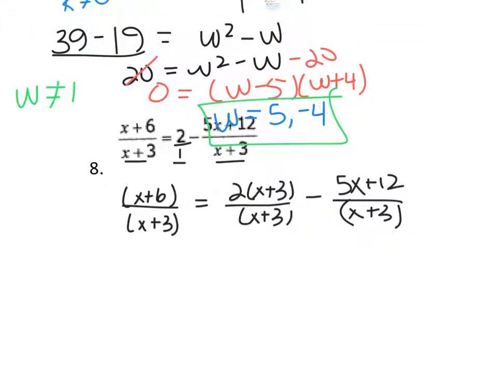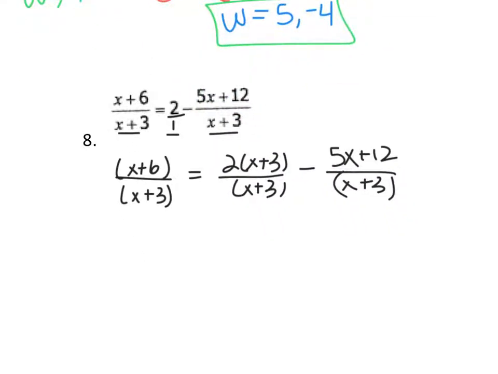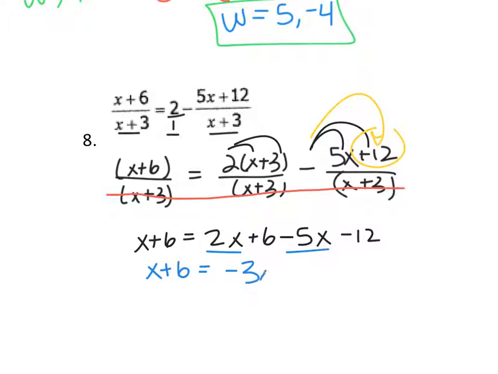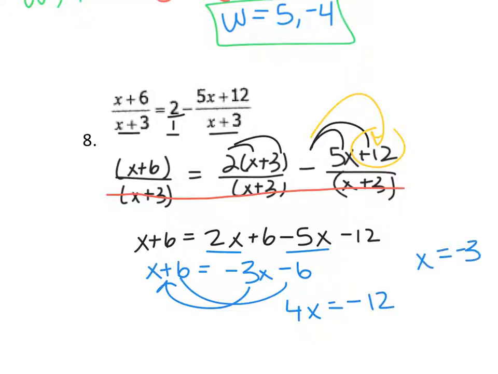So I can cancel out my denominator and just look at my numerator. So I have x plus 6 equals 2x plus 6 minus 5x minus 12. A common mistake is for people to miss this 12 being a negative. So I'm going to get x plus 6 equals negative 3x minus 6. And then I'm going to add 3x, so I get 4x equals negative 12. x equals negative 3.